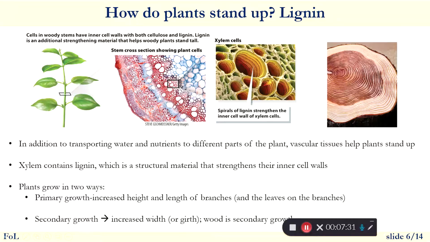And because that happens in a generally predictable way, we can count the rings on a tree, basically count the rings of xylem, to see how old the tree is.